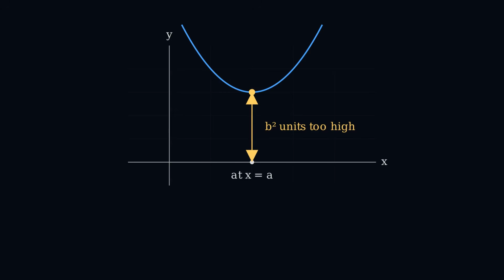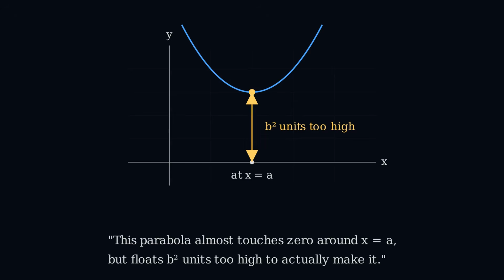So the real part of a root, a, tells you where the parabola's minimum sits horizontally, and the imaginary part, b, tells you how far above the axis it's floating, literally, how badly it misses 0. An imaginary root isn't nonsense. It's compressed information about a real, visible curve. This parabola almost touches 0 around x equals a, but floats b squared units too high to actually make it.